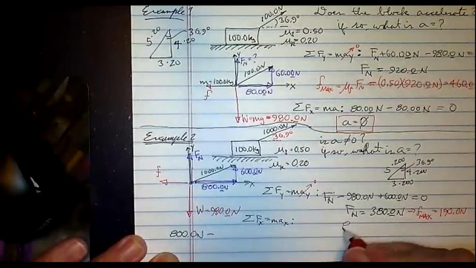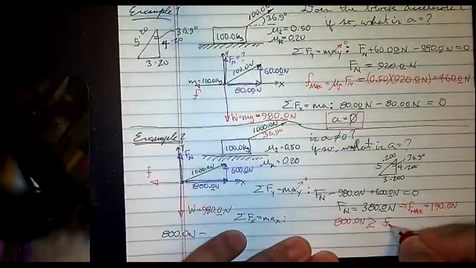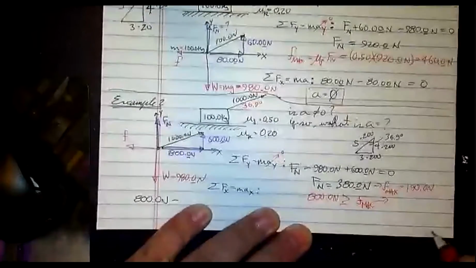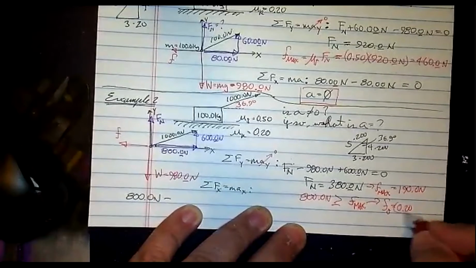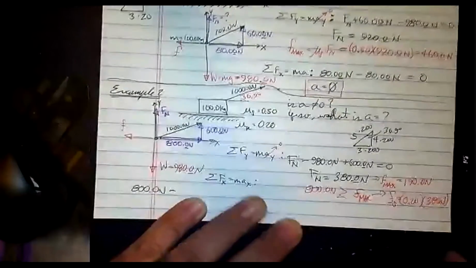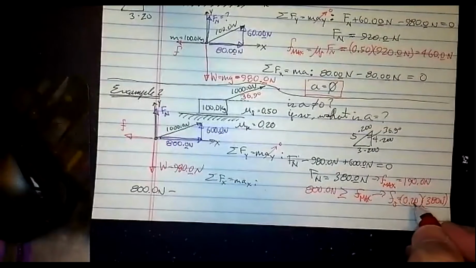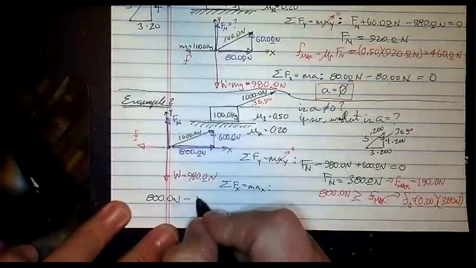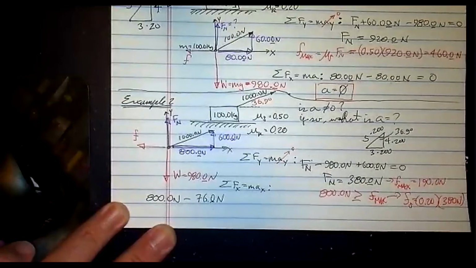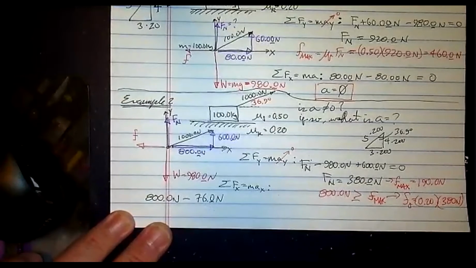So 800.0 newtons greater than F max implies that the friction will be equal to 0.20 times 380 newtons. Okay. So 0.20 times 380, well, it's 2 divided by 10. So I could call that 38 and then multiply that by 2. And that, of course, would be 76. So it's going to be 800 newtons minus 76.0 newtons. That's really only 2 sig figs, so I have to put that as a 0 there.